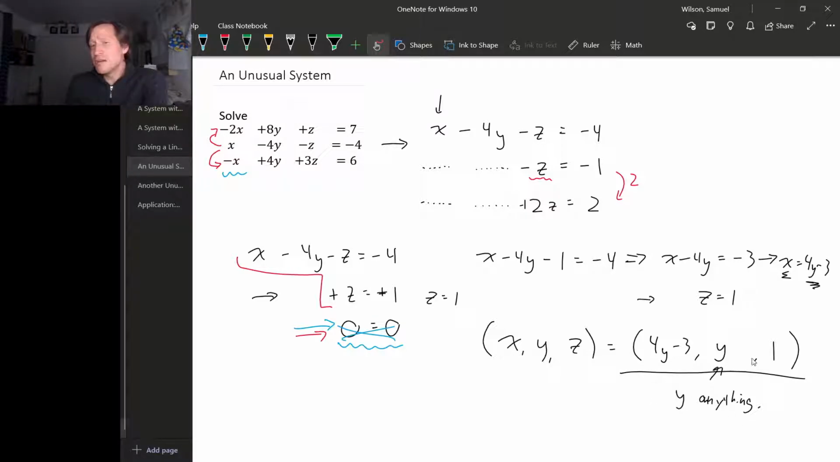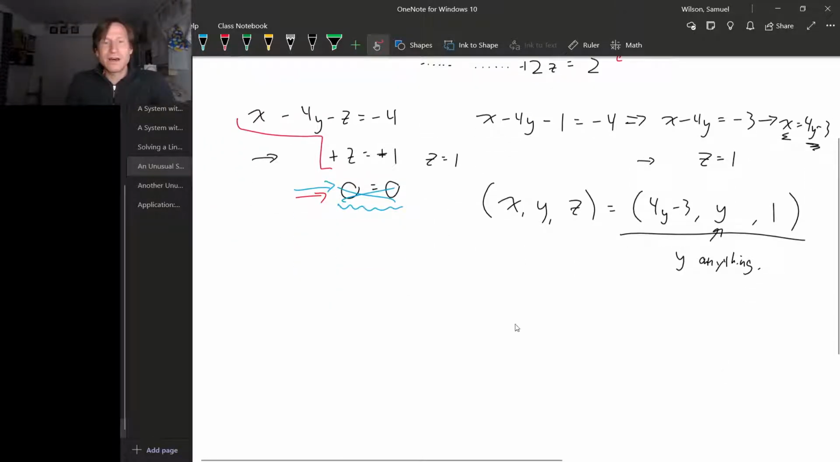If we actually plotted all of these points in XYZ space, it turns out that this would give us a line. So the collection of solutions to this equation is actually a whole line in 3D space. The reason why this happens is because we had three equations.